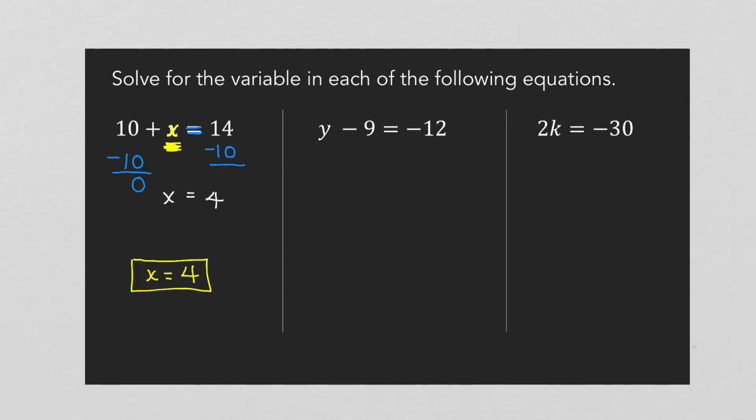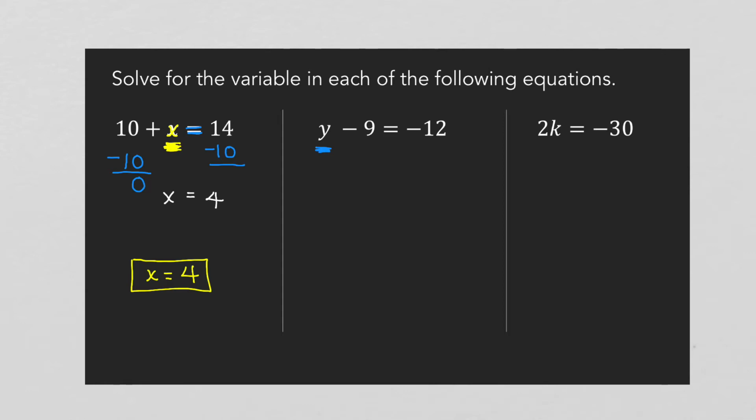y minus 9 equals negative 12. Now some of you might be able to figure this out in your head without doing much work. But some of us, because we've got some negative numbers involved, negative integers, might need a little extra help. So let's decide what we can do using our properties of equality to solve this equation. Notice our goal. We want to isolate the variable, in this case y, on the left side of the equation. In order to isolate y, that means we must remove the minus 9, or the negative 9.